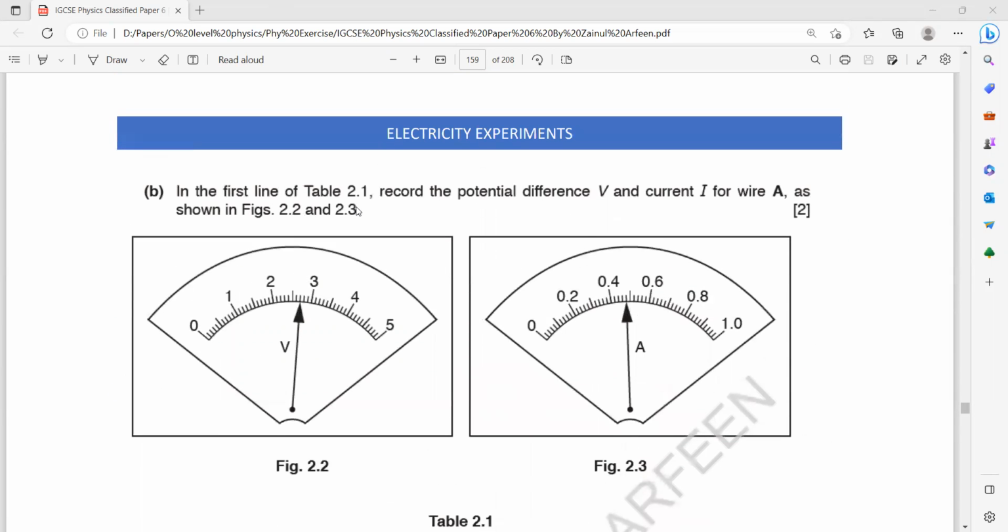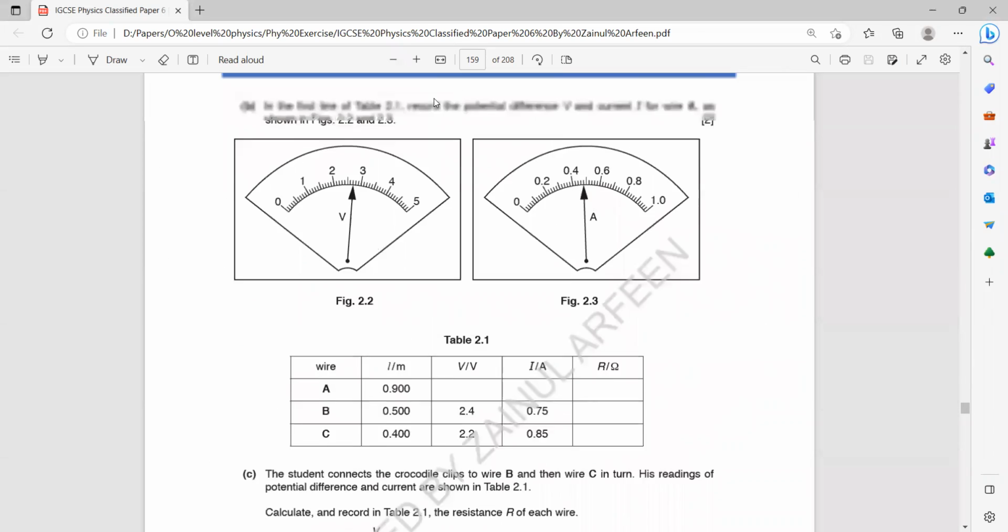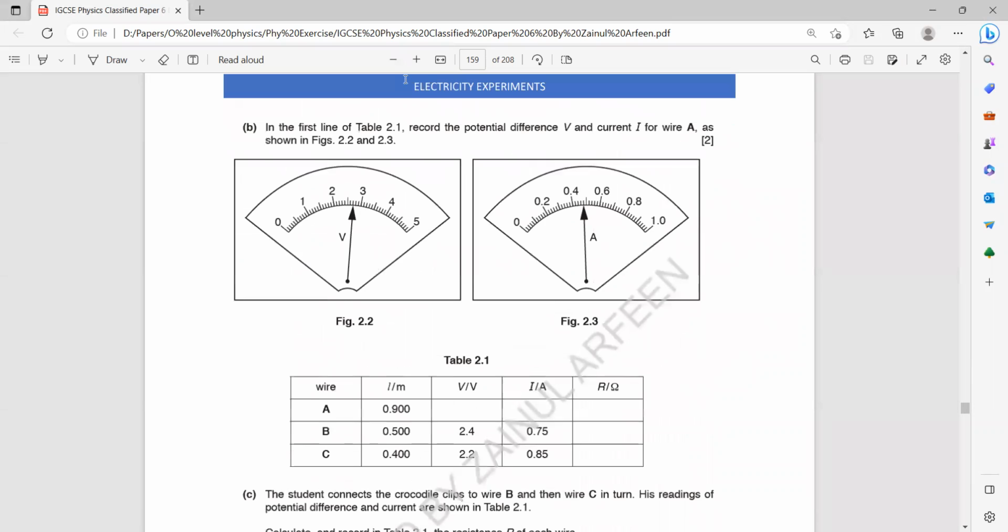In the first line of table 2.1, record the potential difference and the current. So what is the voltage and the current reading? How much is the voltage and current? So it is 2.7. Yeah, that's right. And what is the current reading? The voltage is 2.7. What about the current? 0.48. Yeah, that's right.